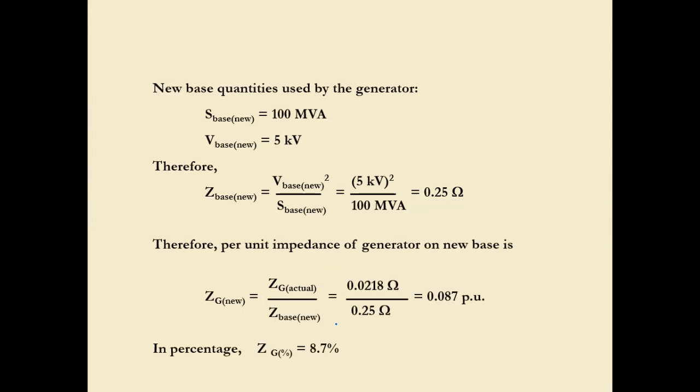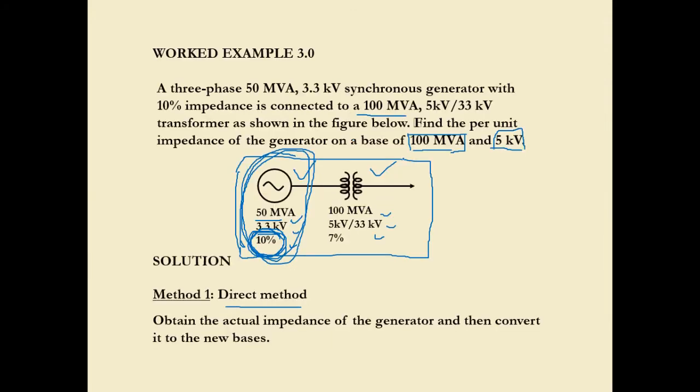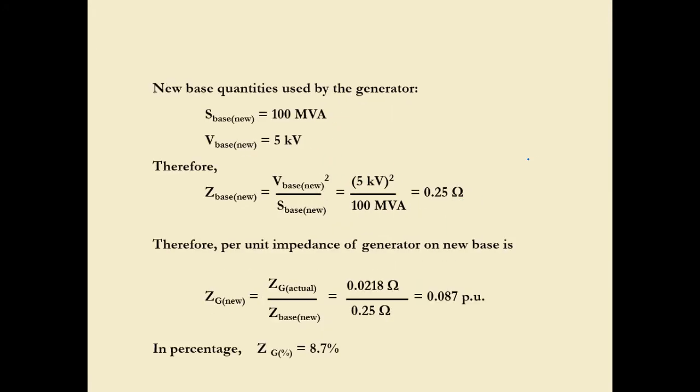So now what about the new base quantities used by the generator? The new ones are from here, the ones I boxed. So new S is 100 MVA and new V is 5 kV. Now convert everything into the new S base as well as the new V base. So Z base new equals V base new squared over S base new, 5 kV squared over 100 MVA. So this is the new Z base.